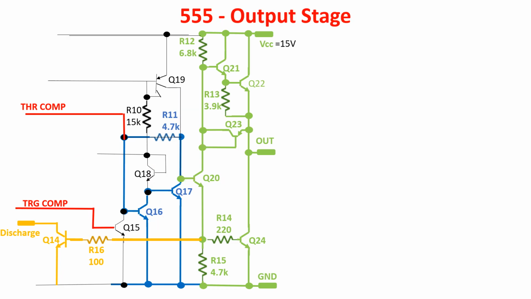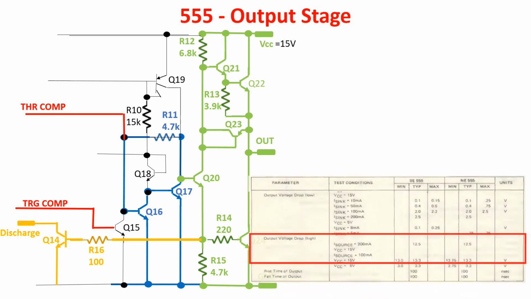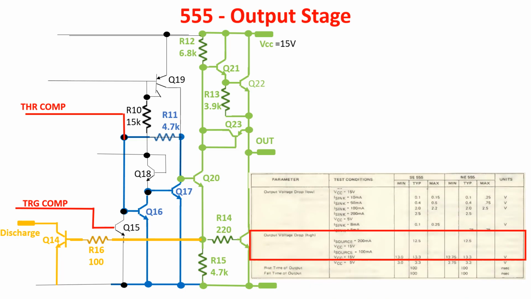Now let's see the output stage working. It is composed by a Darlington NPN Q21 Q22 and NPN Q24. The Darlington provides up to 200 milliamps, but it produces an output voltage drop between 1.7 volts and 2.5 volts.